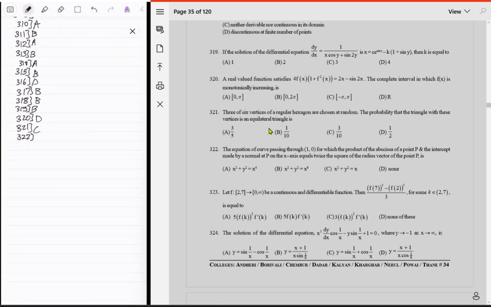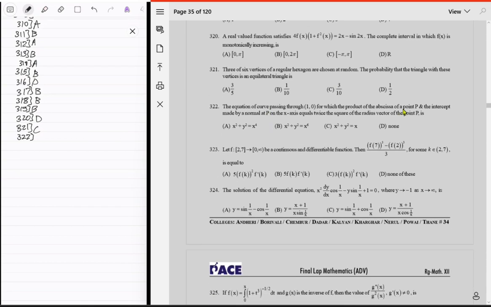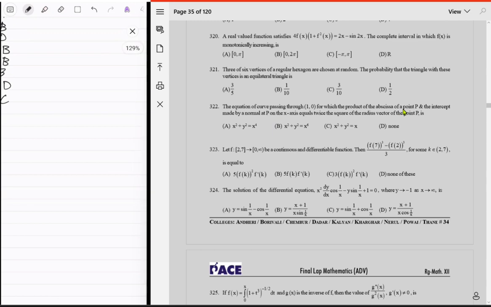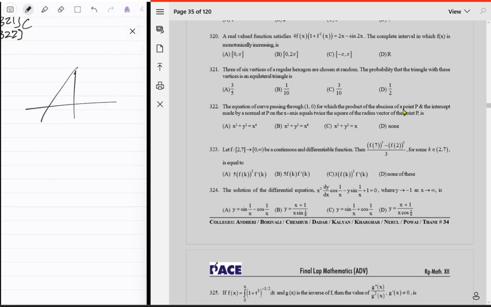Okay, what is it? The equation of the curve passing through (1, 0) for which the product of the abscissa of a point P, abscissa is like the x coordinate, and the intercept made by the normal at P on the x-axis, so the normal at P, on the x-axis, like whenever y is 0.